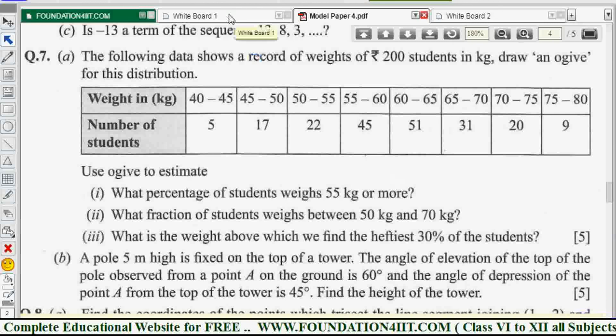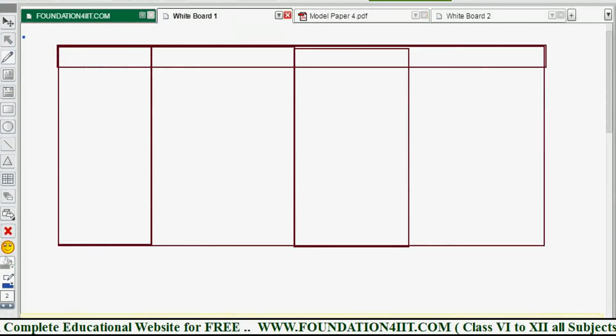Let me take the table for this 7th question. Weight in kg and number of students are given already. This is the frequency, Fi, and the cumulative frequency we need to find out. From this we have to prepare the less than cumulative frequency for the ogive, and we'll find out the points. These points only we need to plot on the graph.